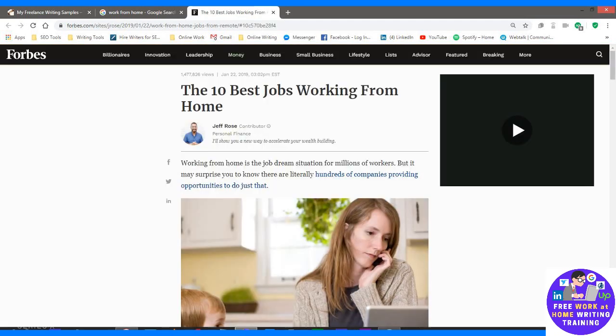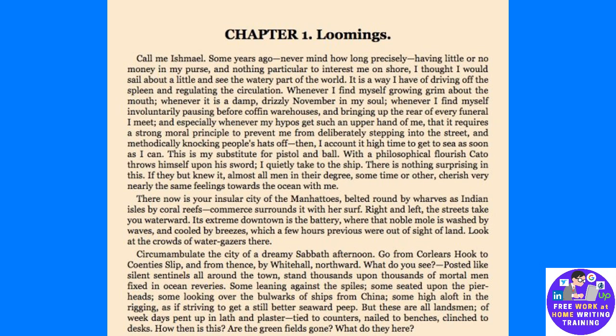On the other hand, writing for print simply means the writing we find on textbooks, pocketbooks, magazines, newspapers, etc.